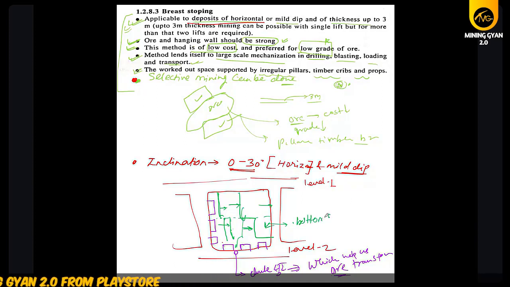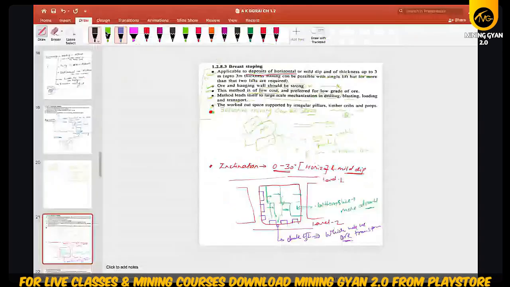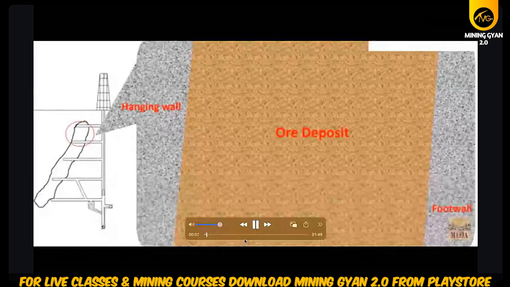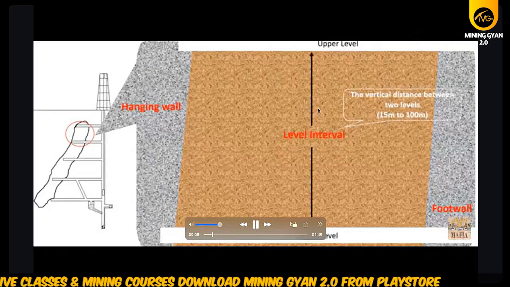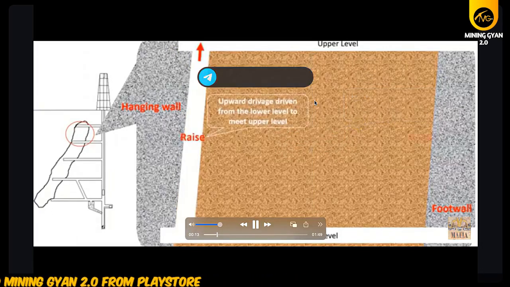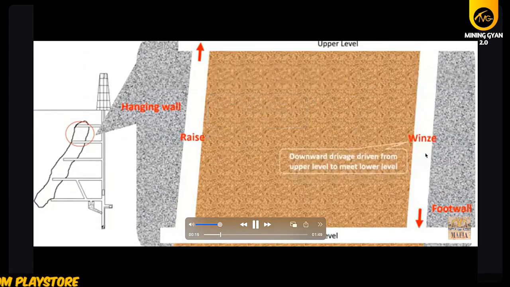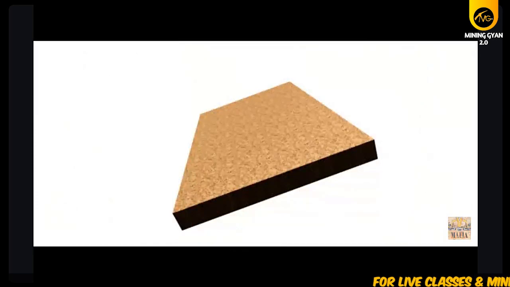Why is the bottom slice more advanced? This is the upper slice. Okay, if I had a video I would show you, otherwise I try to explain. First the upper level is created, then the lower level is created. This is the level interval, which should be 15 to 20 meters. We make levels and winches. This is our stope. With the help of raise and winch we have developed it.